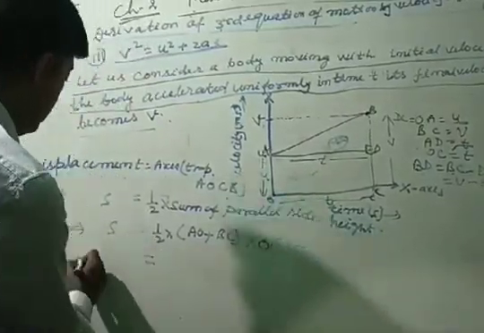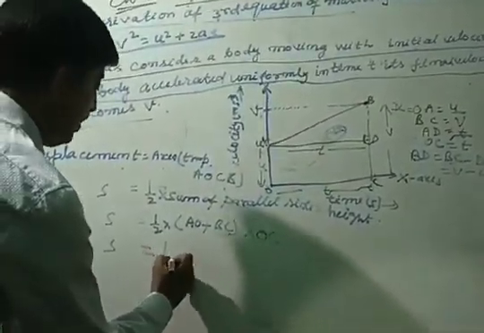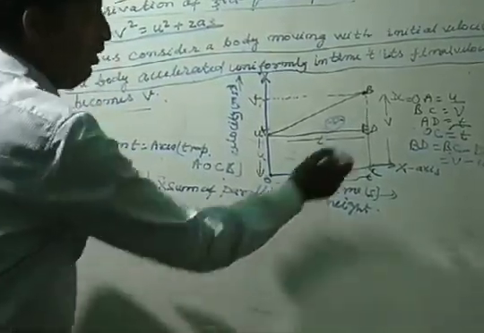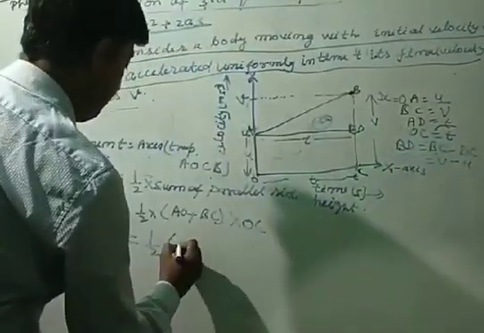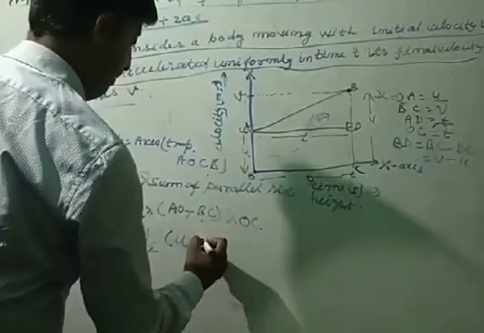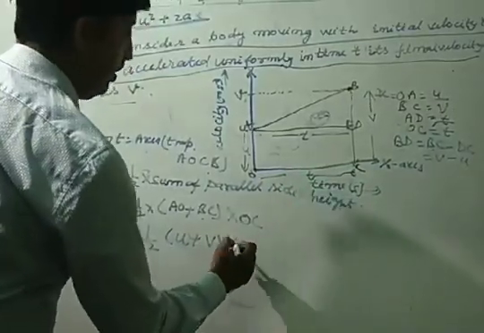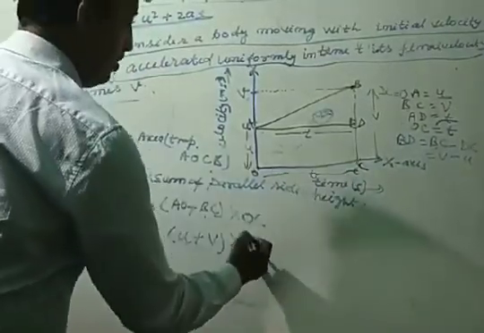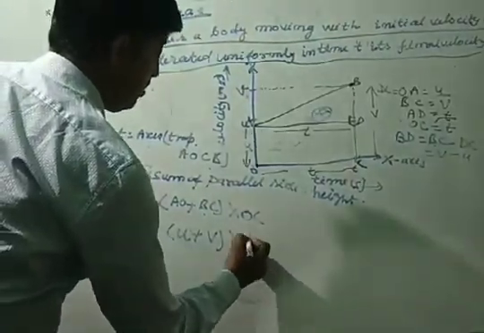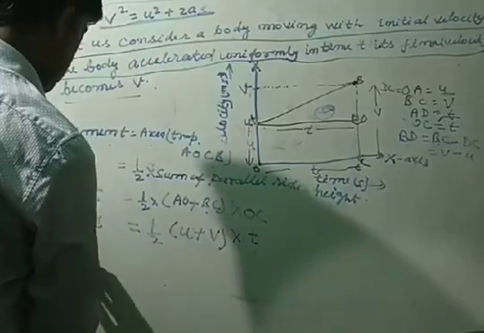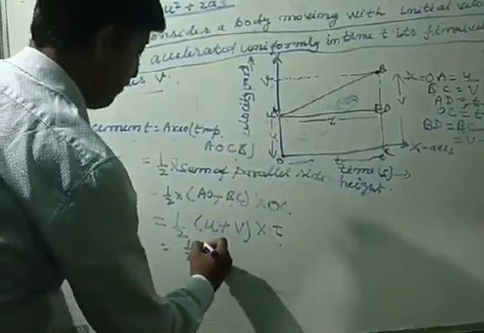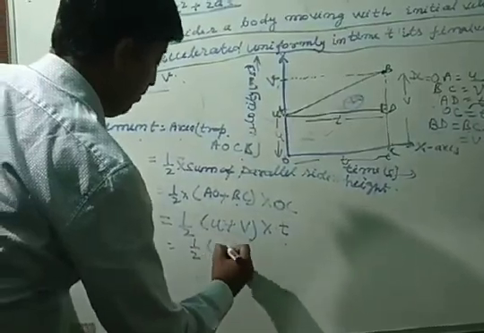So S is equal to 1 by 2 into the sum of parallel sides. The value of AO is U, the value of BC is V, and the value of OC is T. So S is equal to 1 by 2 into T into V plus U.